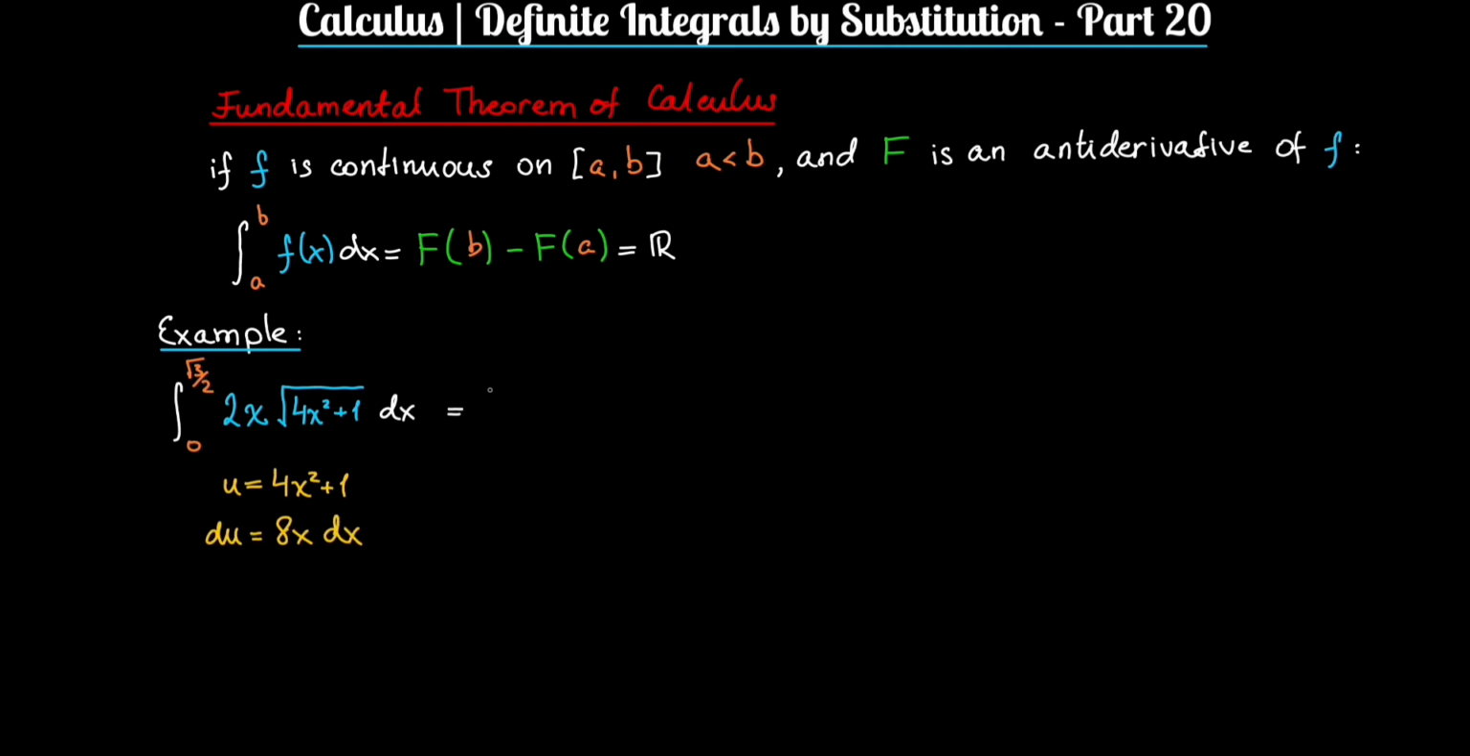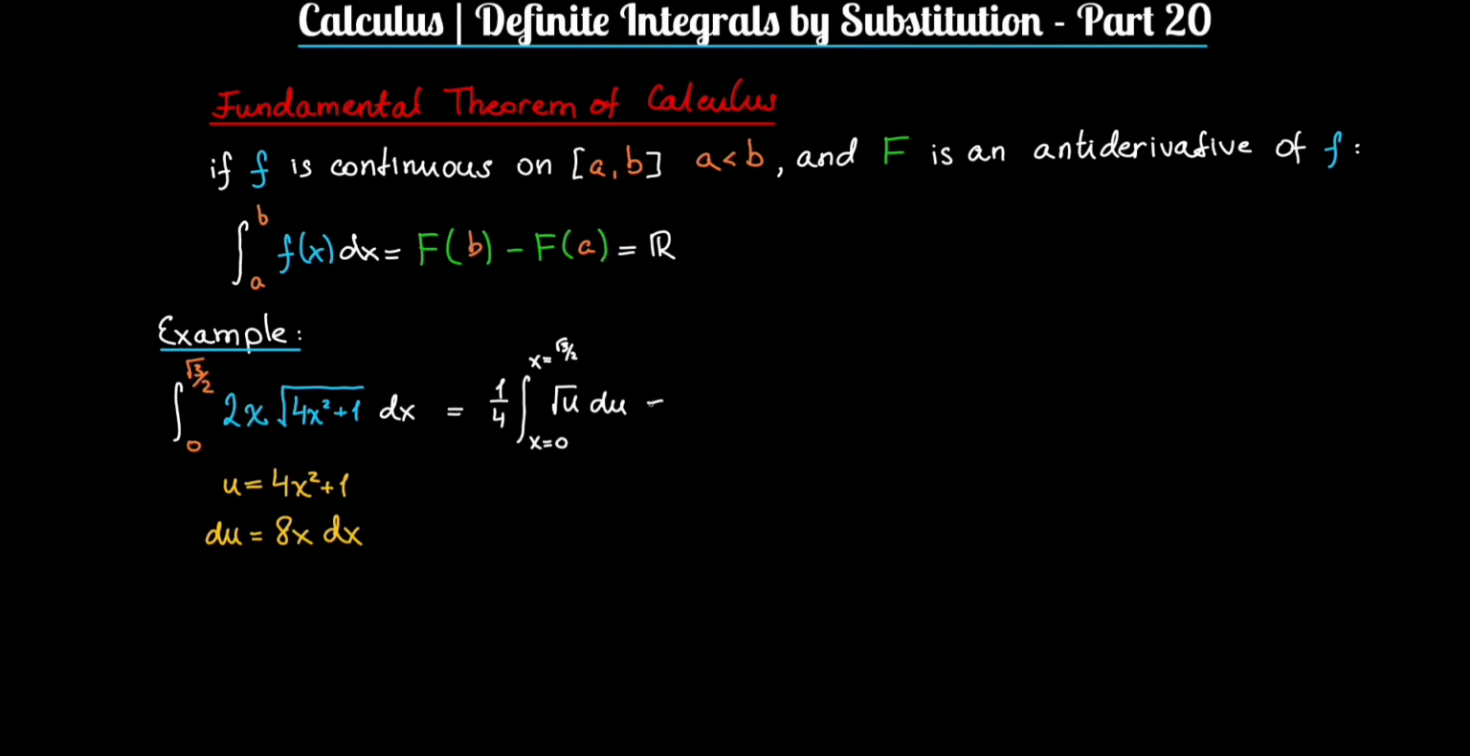So now, after the substitution, the revised integral we're going to get would be with 1/4 in front, integral of square root of u du. Now, what do we do with the bounds? There are two ways to deal with this. You can write the bounds as x equals 0 and x equals square root of 3 over 2, indicating that your bounds still belong to the variable x.